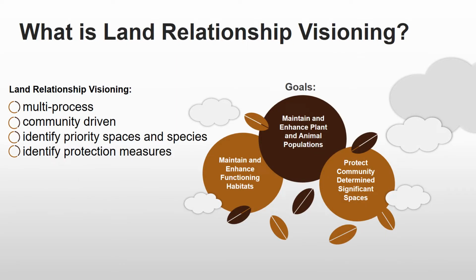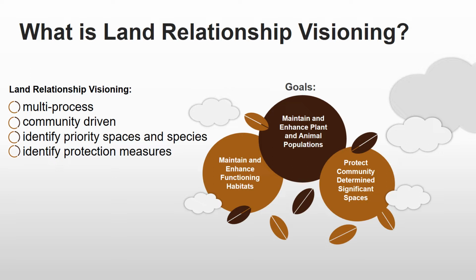Land relationship visioning is a multi-process, community-driven exercise designed to identify your community's significant spaces and species and develop a decision-making process to protect them. It is a plan for the future relationship between your community and the land. Land relationship visioning enables Indigenous-led conservation that can influence community decisions when determining priorities for the present and future.